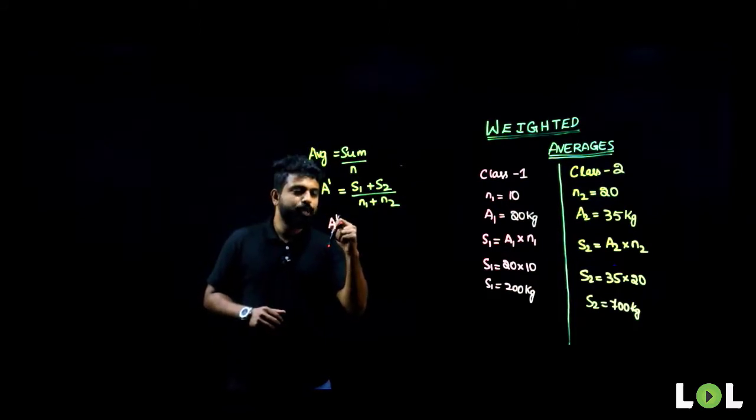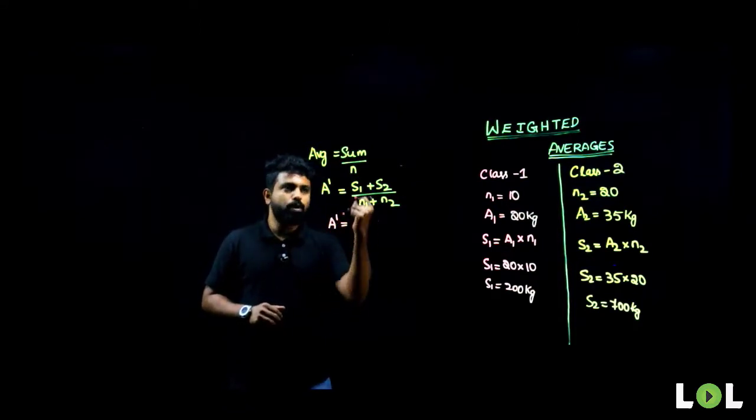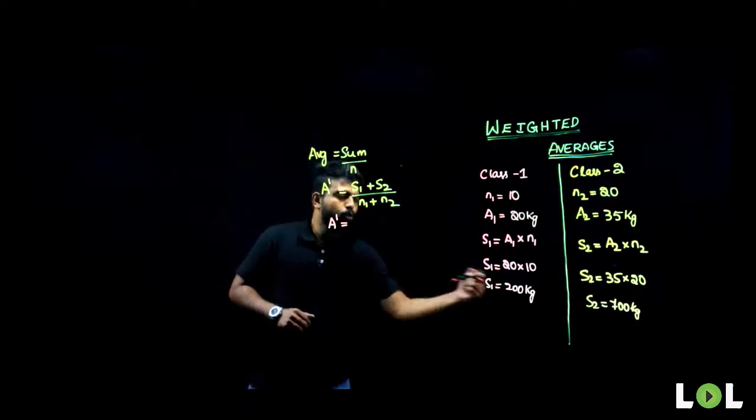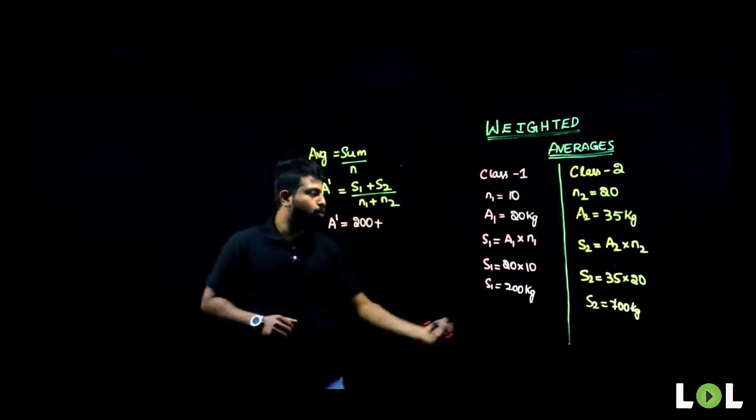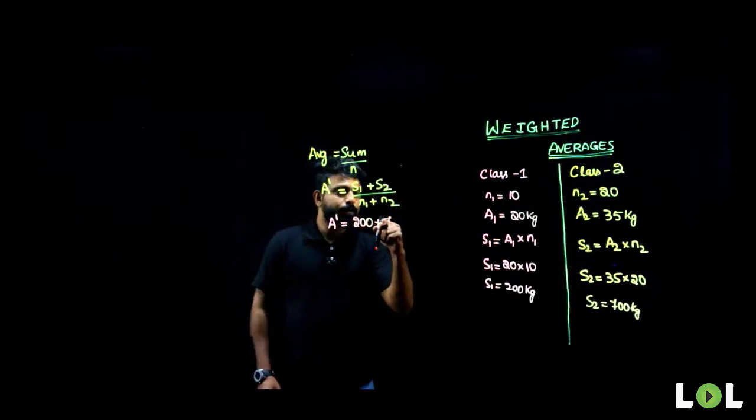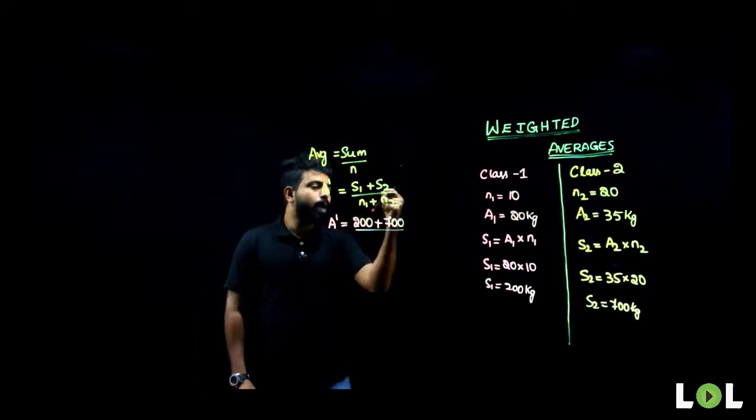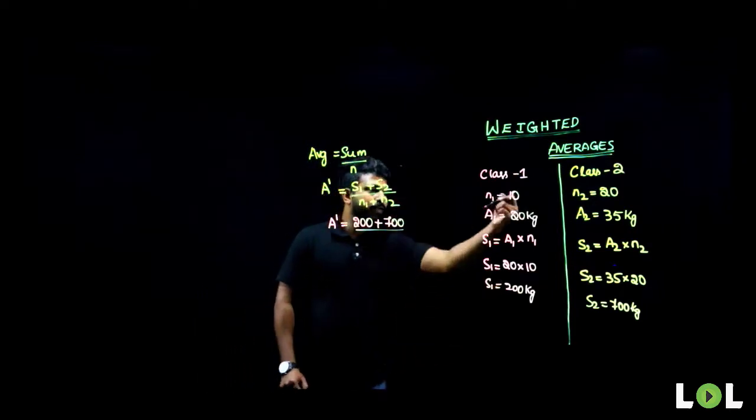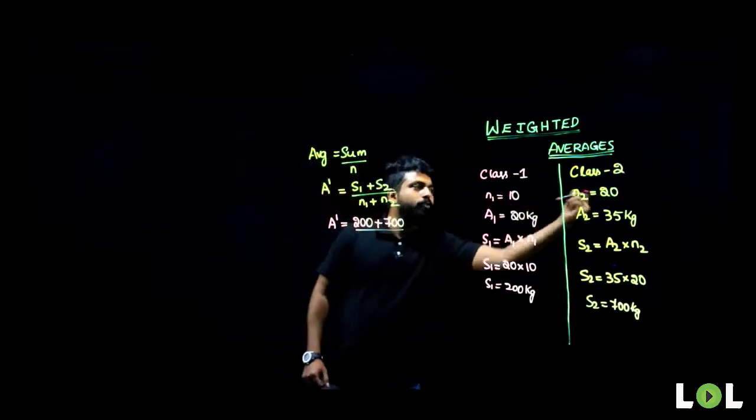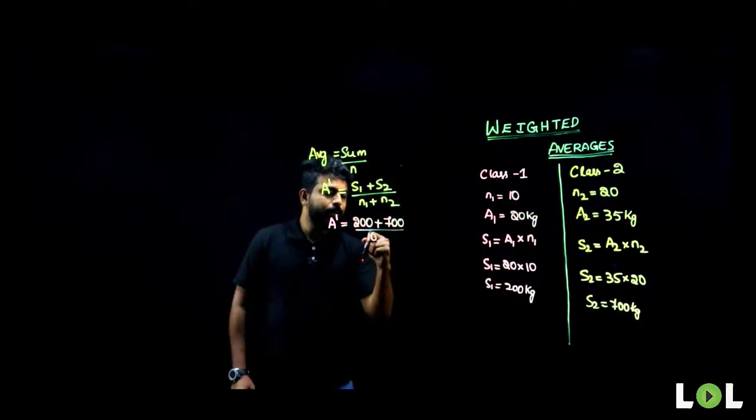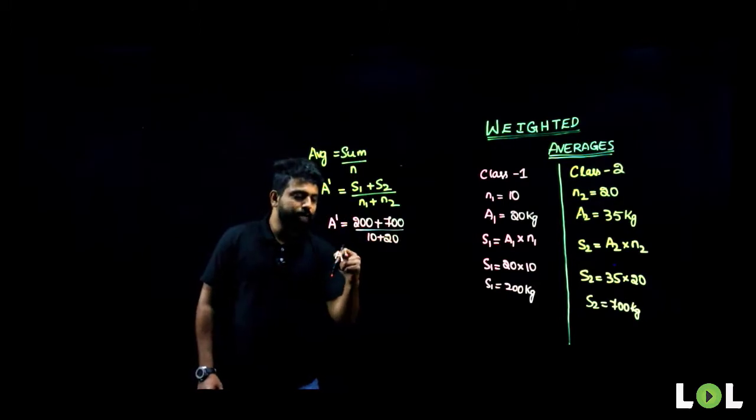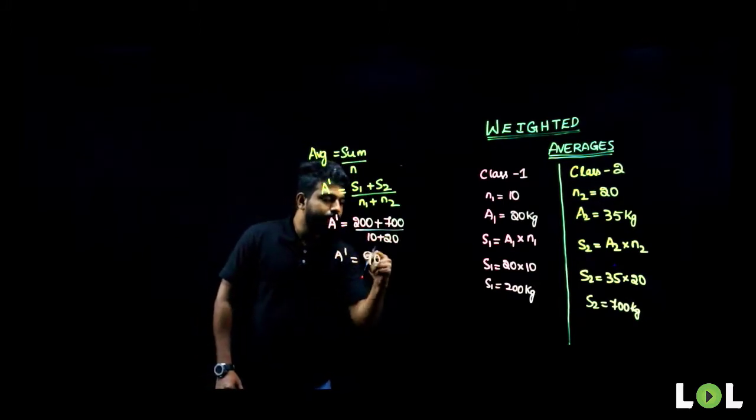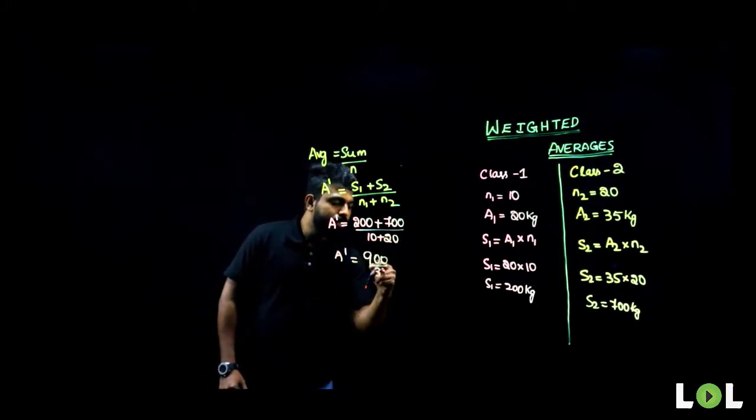Let me substitute here. A dash will be equal to S1, that is nothing but 200, plus S2, that is nothing but 700, divided by N1 plus N2. What is the value of N1? 10. What is the value of N2? That is 20. 10 plus 20. So the value of A dash will be equal to 900 divided by 30.